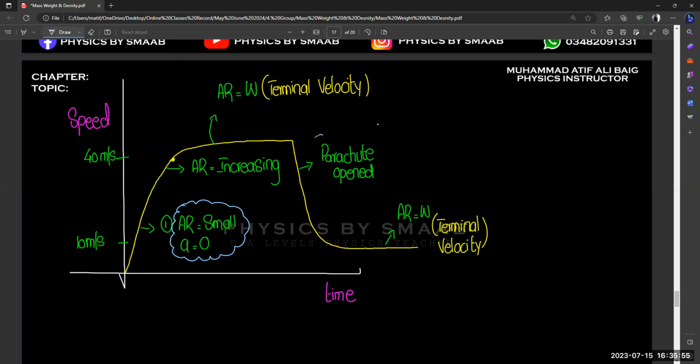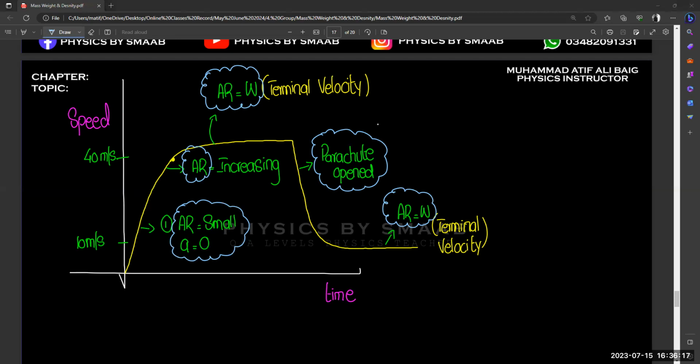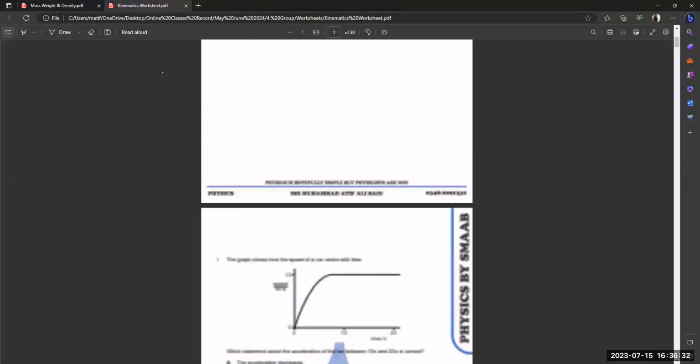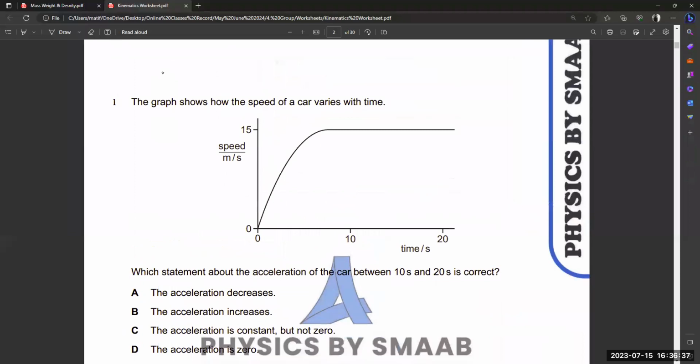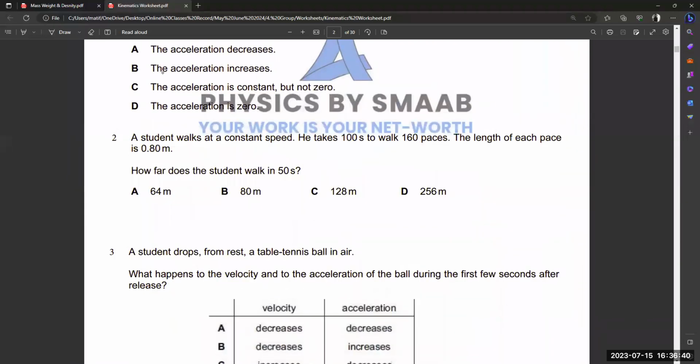So any confusion? No, sir. You already solved the question on the graph last time. So this is a concept related to free fall motion. Let's consider some questions related to it.